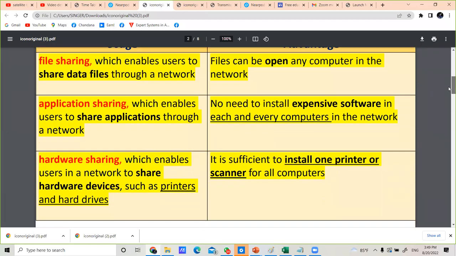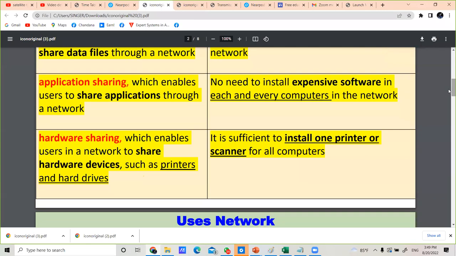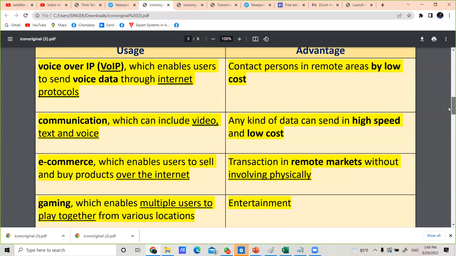Then hardware sharing is also another usage that I mentioned earlier. A computer may have valuable hardware devices like printers or hard drives. There is no need to connect printers to all the computers in the network. One printer is okay for the network. Using any computer in the network, you can send the printout. Therefore, you can save the cost spent on printers. Like that, there are more usages.